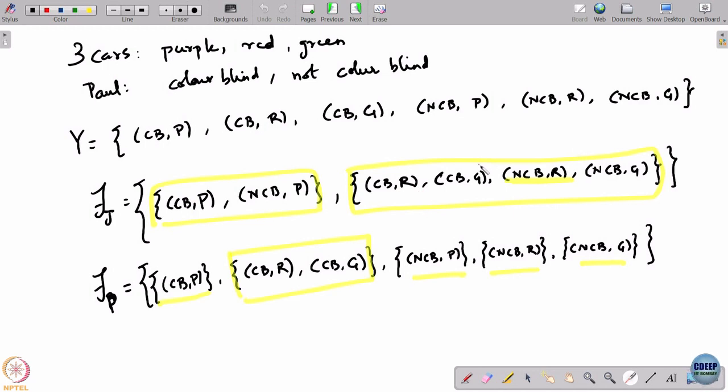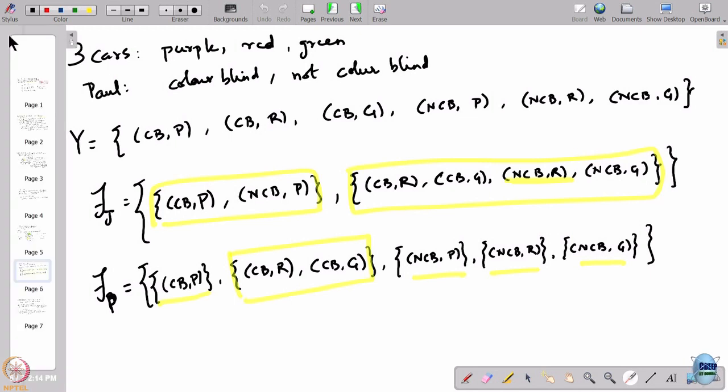For Paul, the states of the world were partitioned into five different subsets, because Paul had a different way of knowing about the world. When he was colorblind, he could not have distinguished between the red car winning or the green car winning, but he could have told if the purple car was winning. So when he was colorblind and the purple car won, he could know that the purple car won. When he is not colorblind, he can of course distinguish between every possible color. That therefore gives you these three separate sets. So this is how we set up the partitions for this particular example.